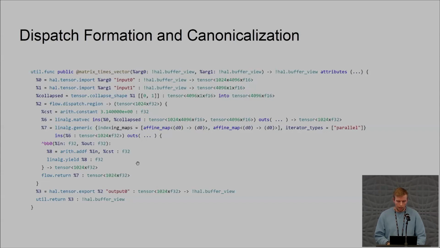For example, here, this is a matrix vector multiplication with some element-wise operation at the end. So we're adding some constant to a matvec. And this would be one kernel. We could potentially have multiple matmuls together in a single kernel. And this is really for the compiler to decide.